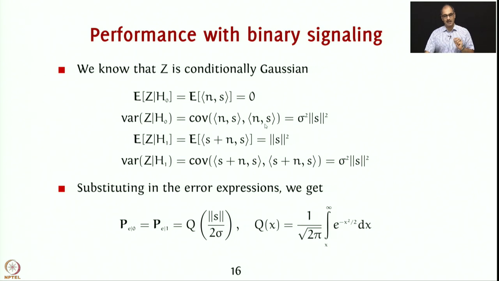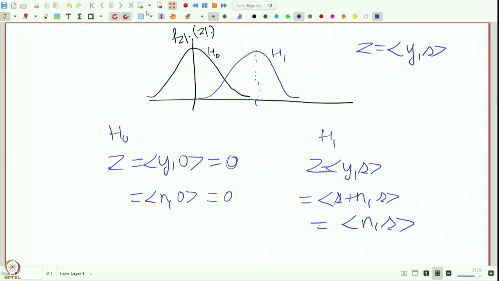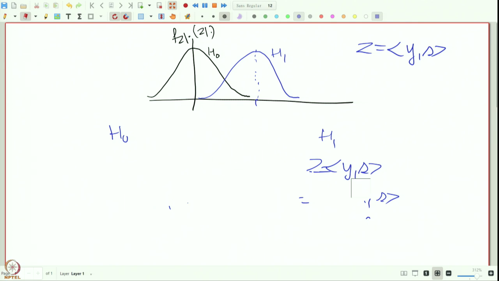This is something we have seen earlier: sigma squared times the norm of S squared. The expectation of Z given H1 is the expectation of <S plus N, S>, which is norm S squared. Similarly, the variance of Z given H1 is the covariance of <S plus N, S> with itself. Again, by using our result for the inner products of N with V1 and V2, you can get this. This is something which we will prove. So let's first go back and get those results over here. Just for simplicity, I'm going to write them in a nice way. So what do we have?